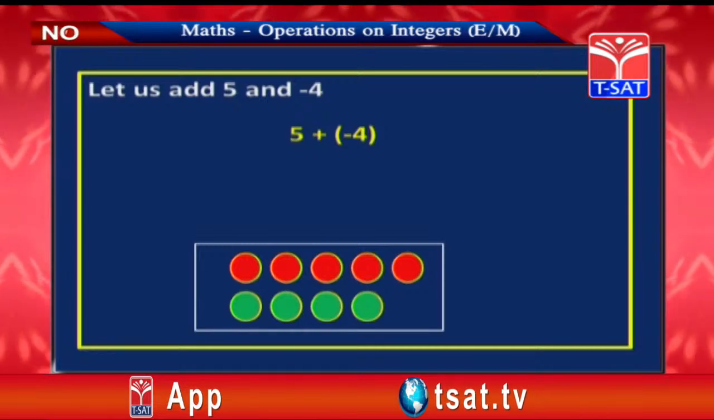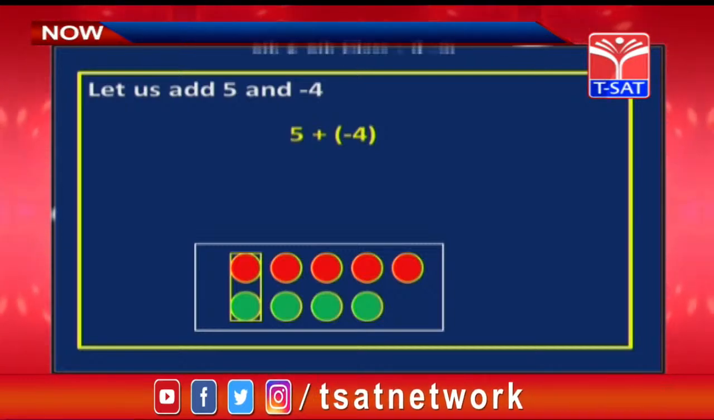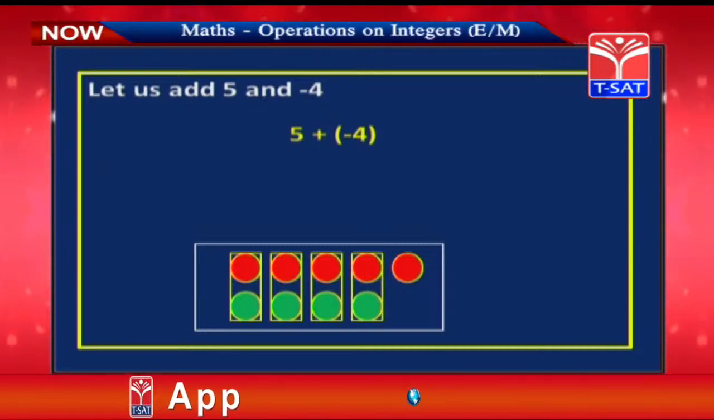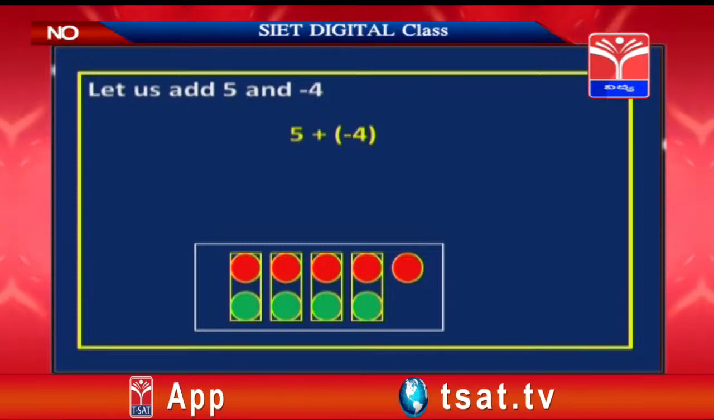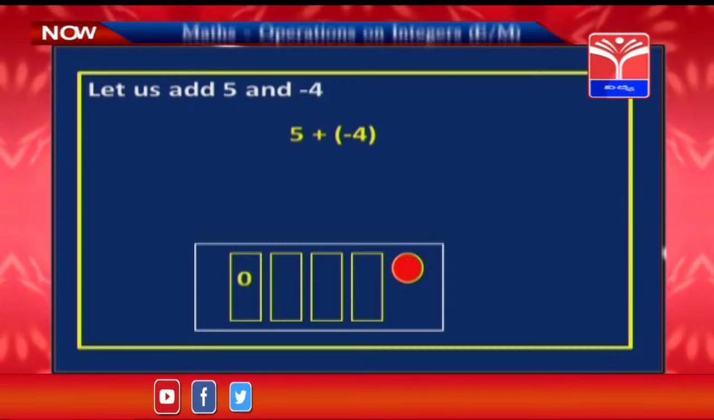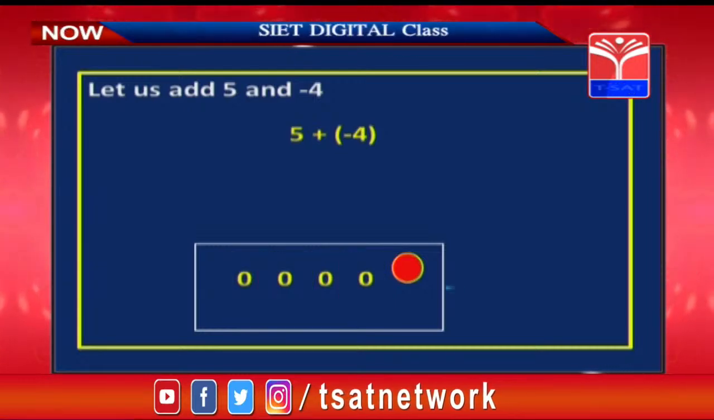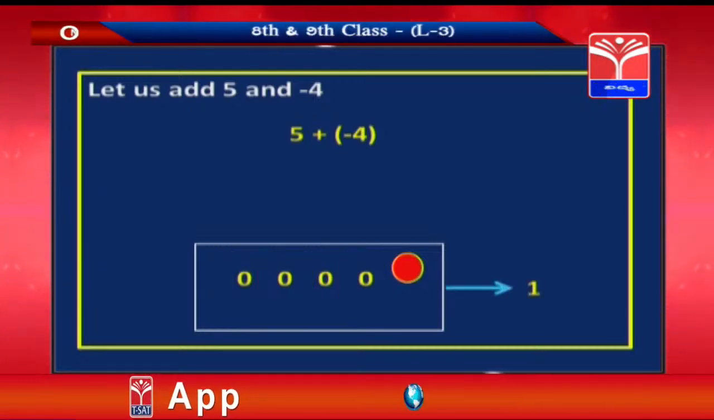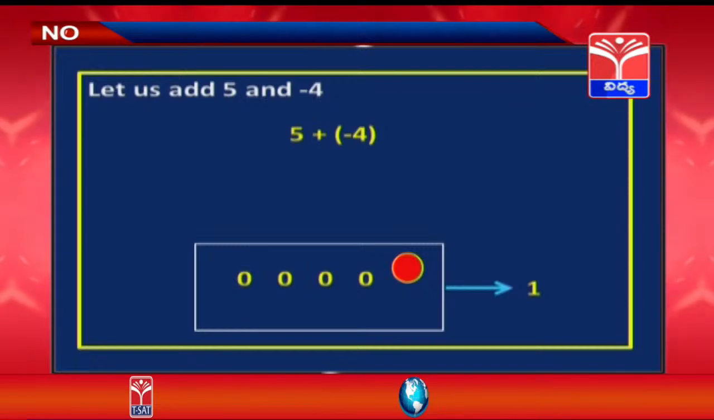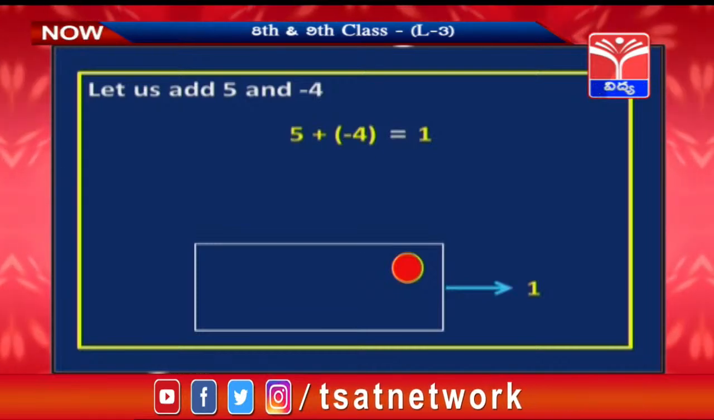Now, children, do you find again any 0 pairs over here also? Yes. How many are there like that? 1, 2, 3 and 4. So, that means here each 0 pair represents 0. We have already seen that, children, isn't it? So, these should be replaced with zeros. Then what is left? Yes, we are left with only a red coin. So, how many reds are there? Only 1 red, and red represents a positive number. That means +1. That means 5 plus -4 is equal to 1. 1 means it is simply +1.